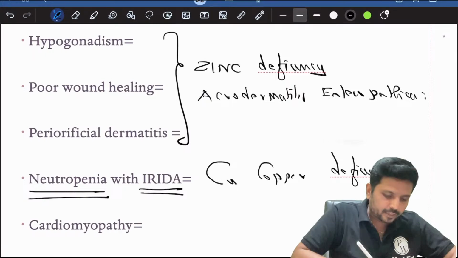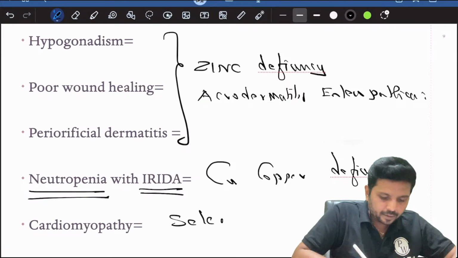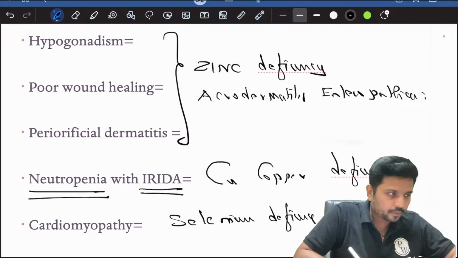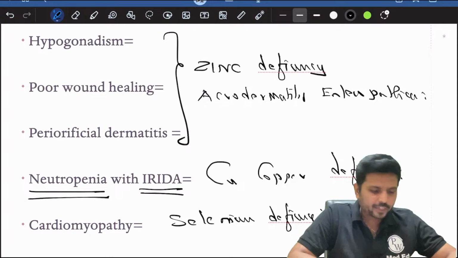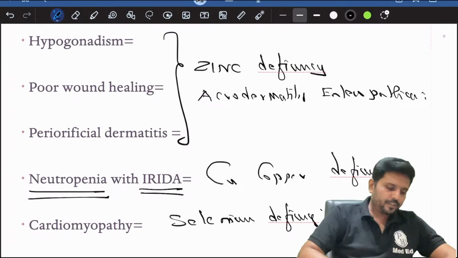Cardiomyopathy is associated with selenium deficiency.